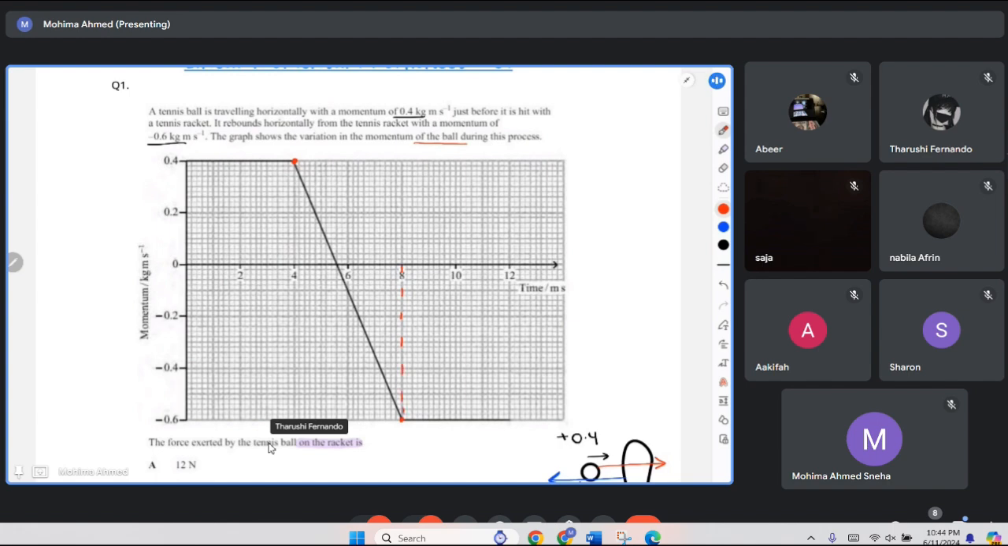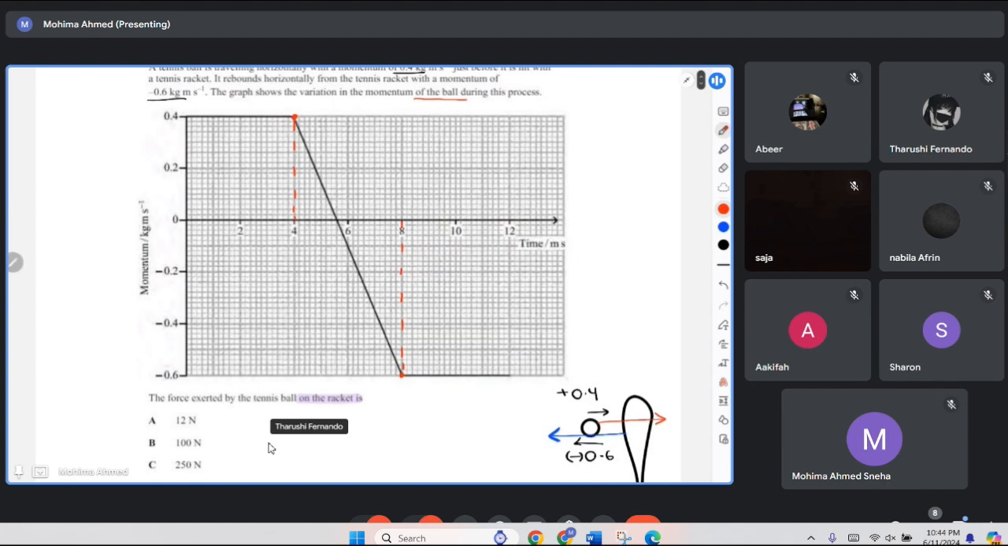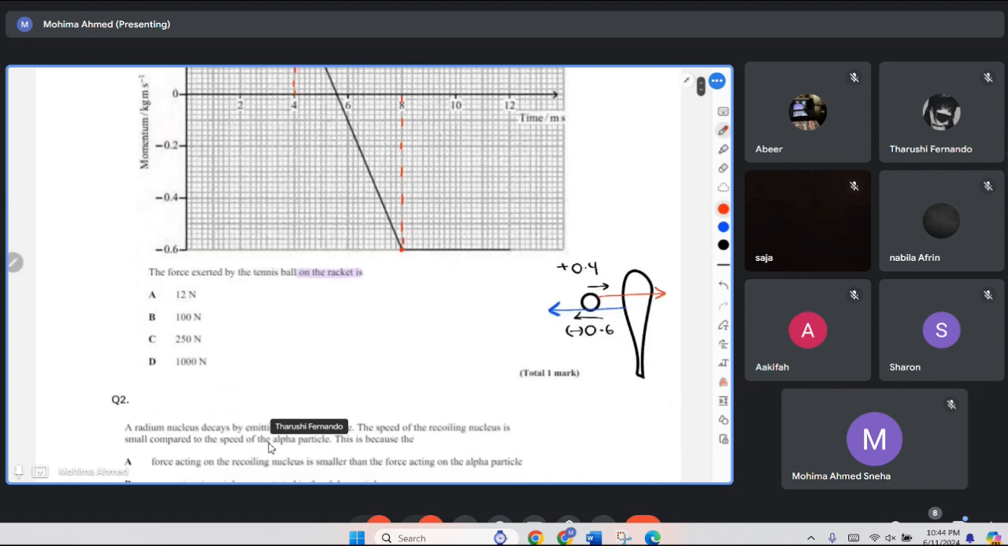Since you are obviously supposed to take readings from the graph, you have to draw these broken lines over here to indicate that you did take values from the graph. And the time difference over here is what? 8 minus 4, that's 4 seconds. So the time difference is 4, and delta momentum, the change in momentum, is going to be what? Minus 0.6 minus 0.4. So this is, I think, minus 1.0 kg meters per second.